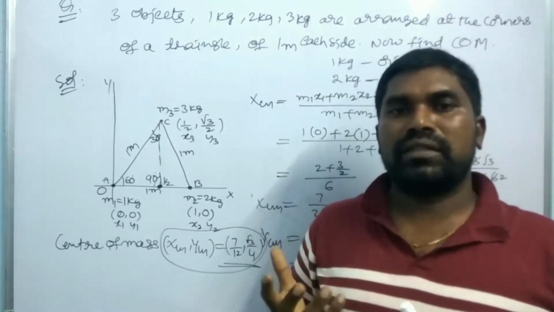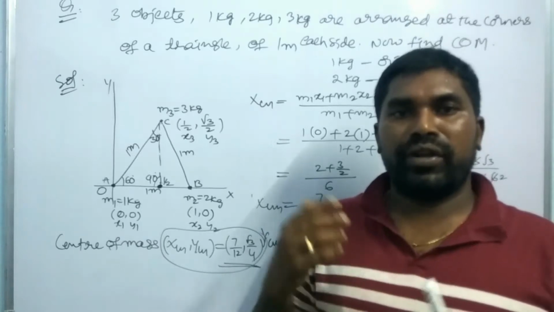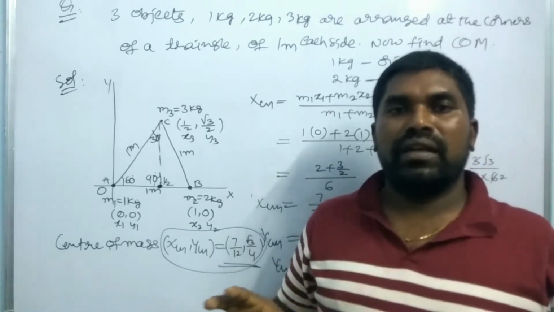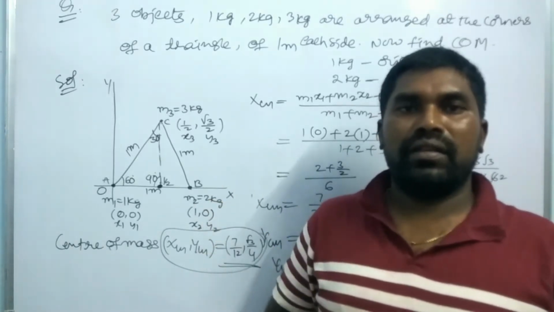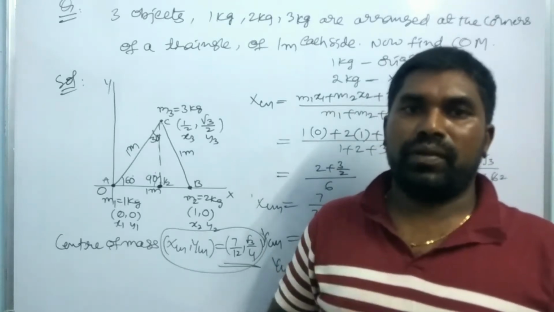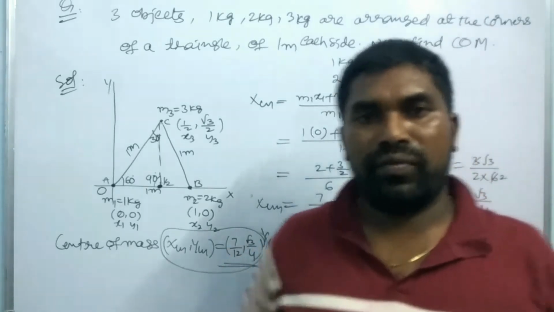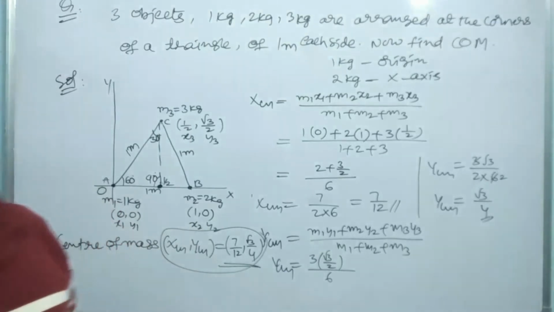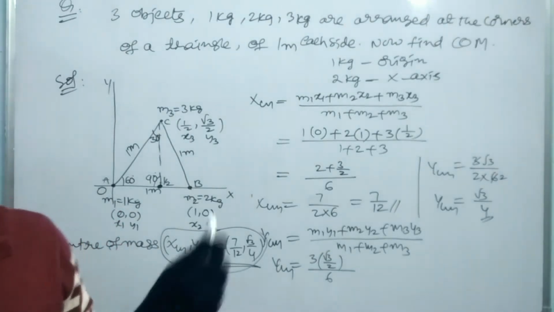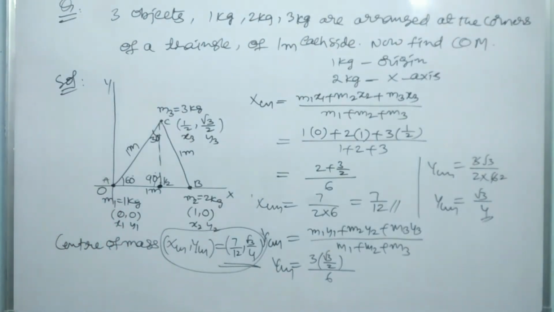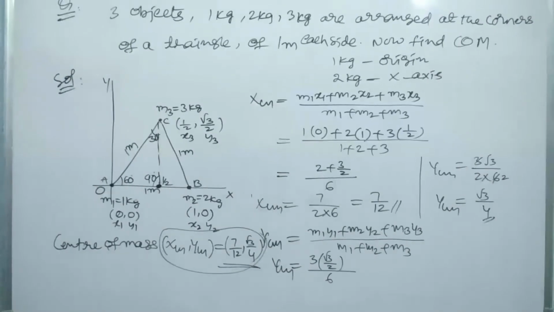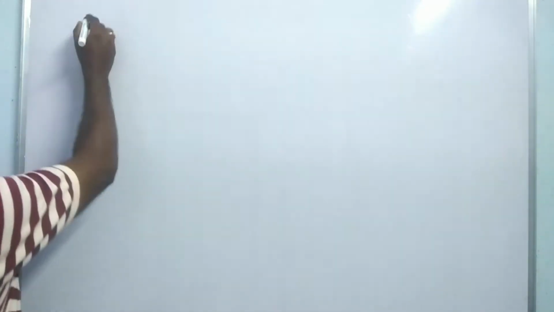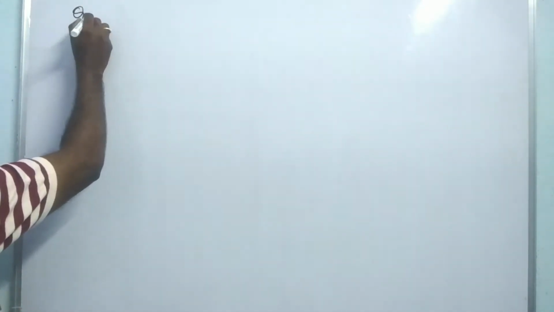If four particles of different masses are located at the corners of a square, then also we have to find the center of mass. Let us see how we can find it in the case of a square. Clear? Let us note it. Now let us see how to find the center of mass of a square if four particles are arranged at its four corners.